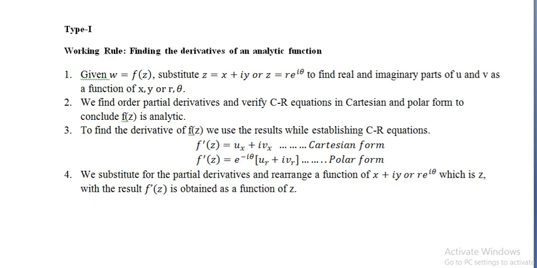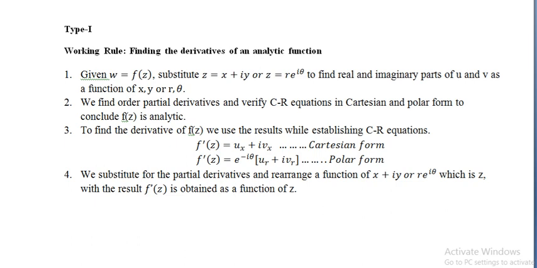Then the second point: we find partial derivatives and verify the Cauchy-Riemann equations in Cartesian and polar form to conclude f of z is analytic. The third one is to find the derivative of f of z. We use the result from establishing the Cauchy-Riemann equations. If it is Cartesian form, we use f dash of z equal to ux plus i vx. If it is polar form, then we use f dash of z equal to e to the power minus i theta, into ur plus i vr.